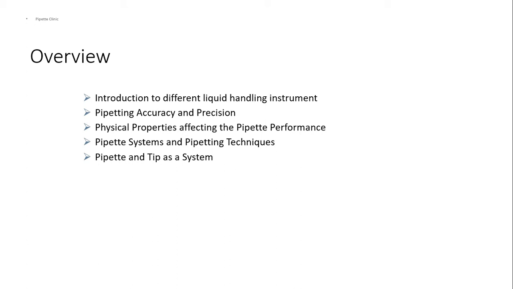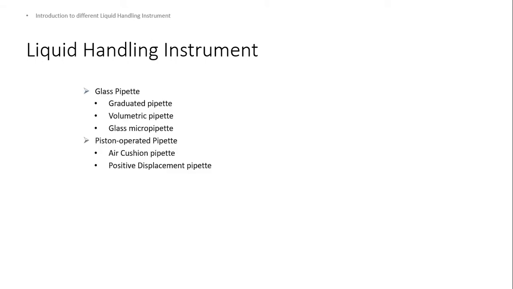We will also include in this topic the several different properties of liquid that can affect the experiment. And the last one is how the pipette tips influence the result, so you can have a good pipetting procedure. Under liquid handling instruments, we have different kinds, from glass pipette to piston operated pipette. We also have automated pipette, burette and dispenser.